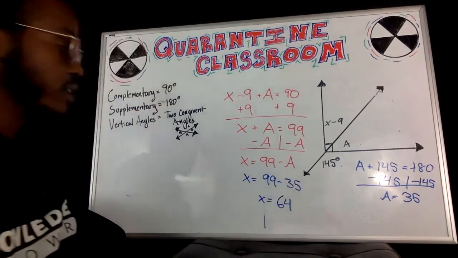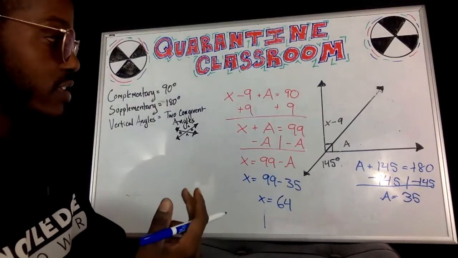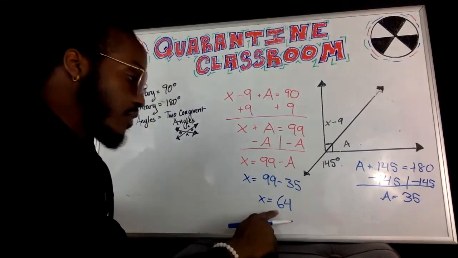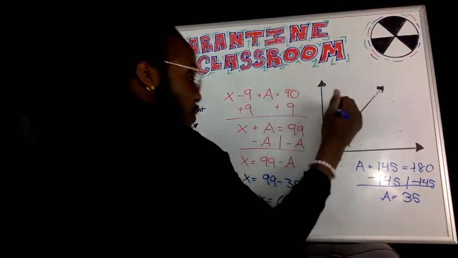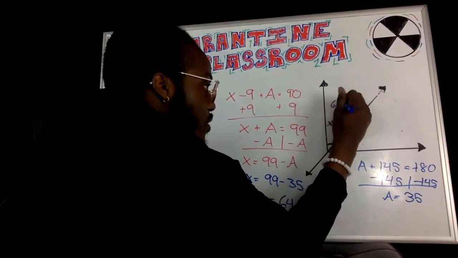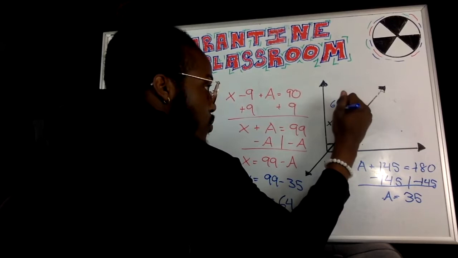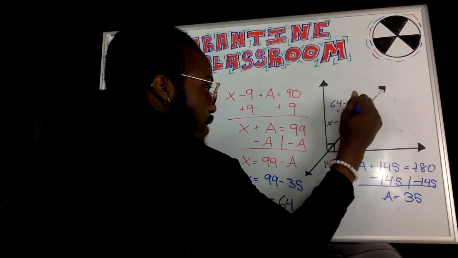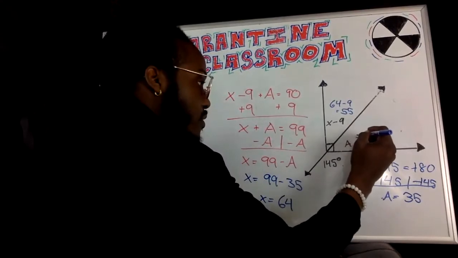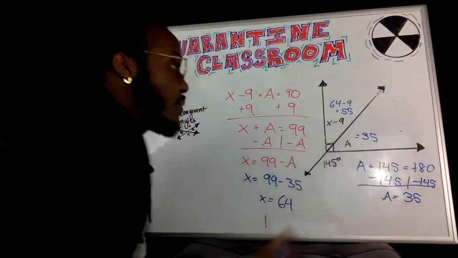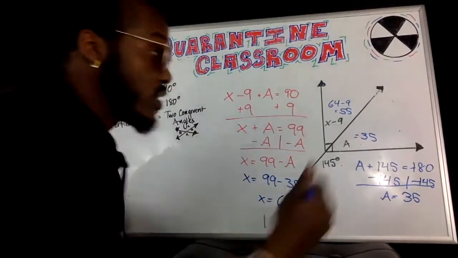And 99 minus 35 is going to tell me that X equals 64. Now, the way that I can check this is I can put this value for X back into my original equation and everything should add up. So I would have 64 minus 9, which equals 55. And then I know that A is 35. And if I were to take 55 plus 35, I should get 90.